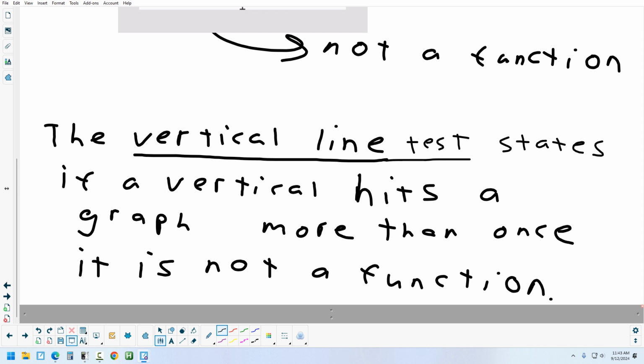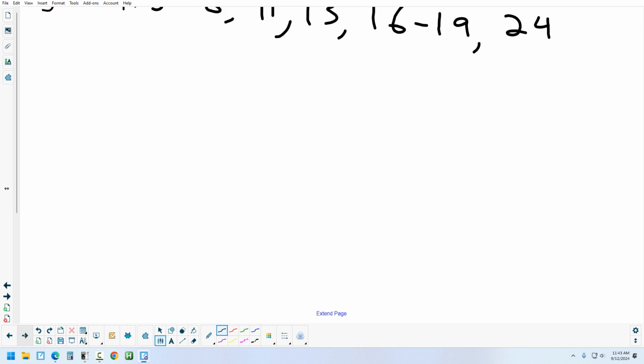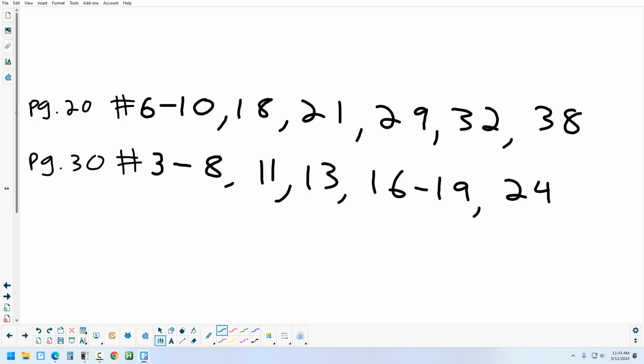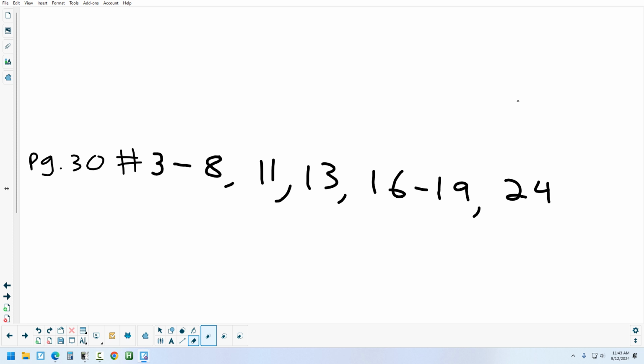So the homework, we already did the homework from 1.2, so I'm going to erase page 20 because we did that one. The homework tonight is just page 30. So 3 through 8 all, 11, 13, 16 to 19 all, and 24.